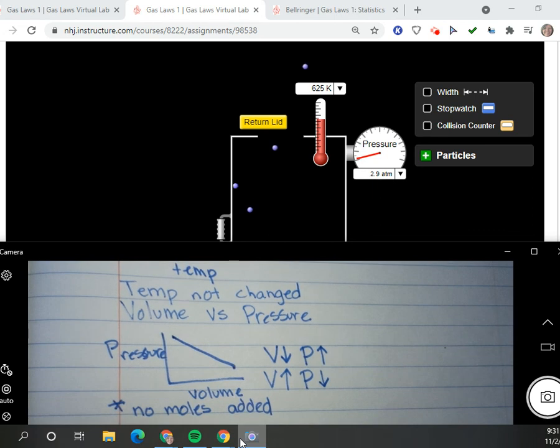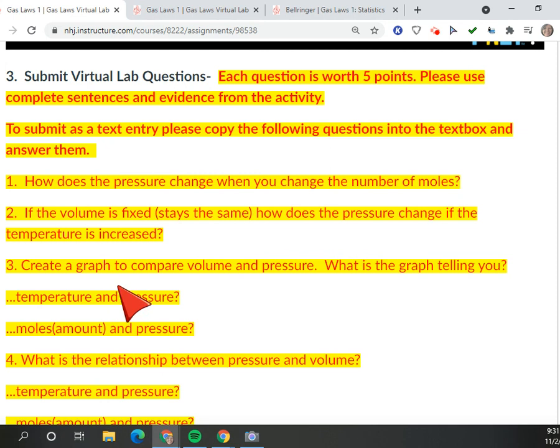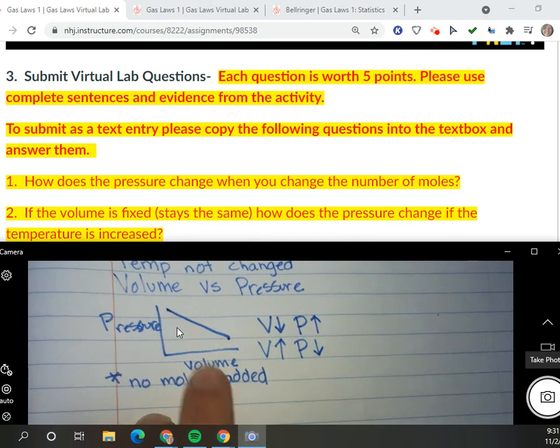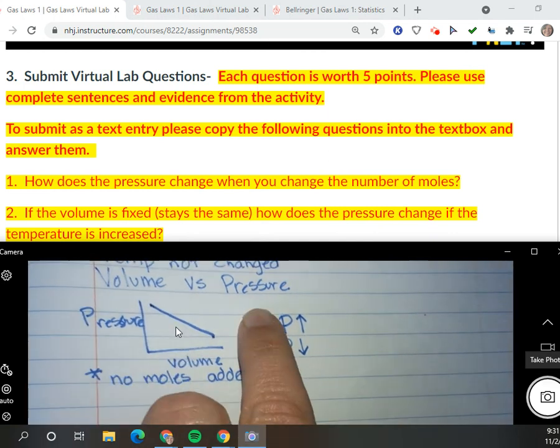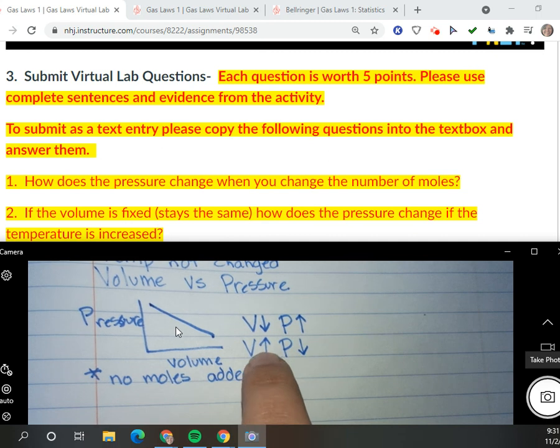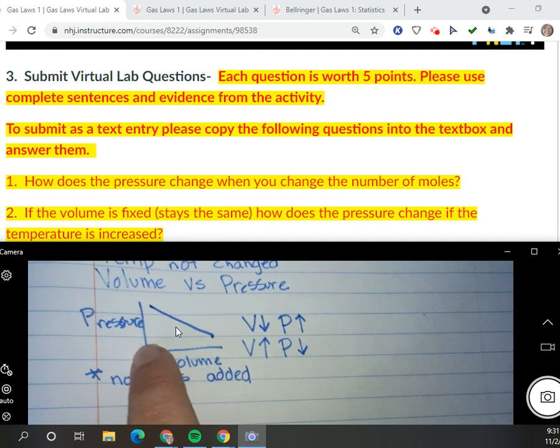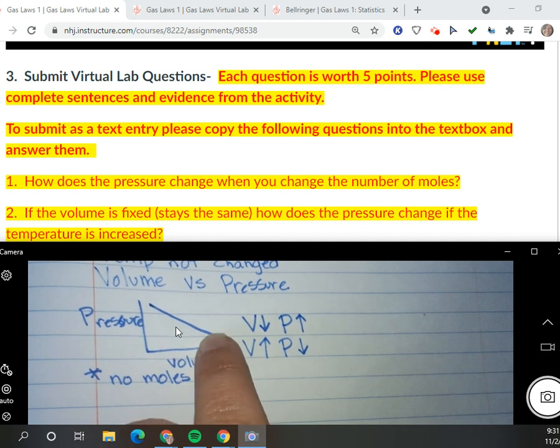Okay. All right, so let's look at our question. We were trying to answer these questions. Create a graph to compare volume and pressure. What is the graph telling you? Well, if we go back to our camera where we did that, the graph is telling me that when volume goes down, pressure goes up. When volume goes up, like we come across the x-axis, pressure has come down.